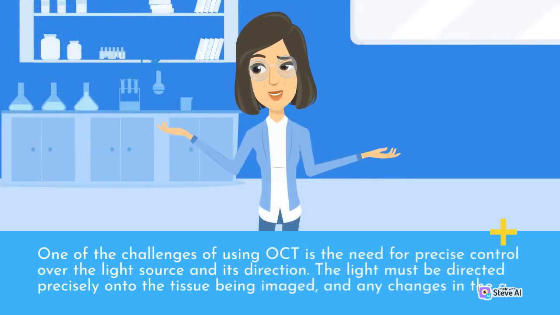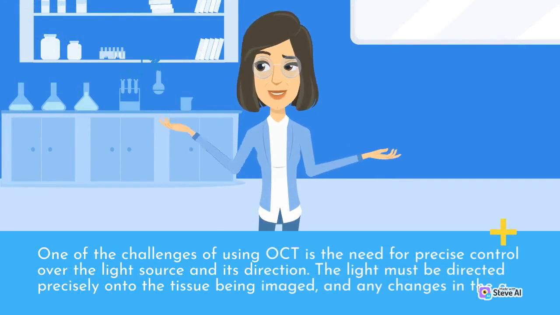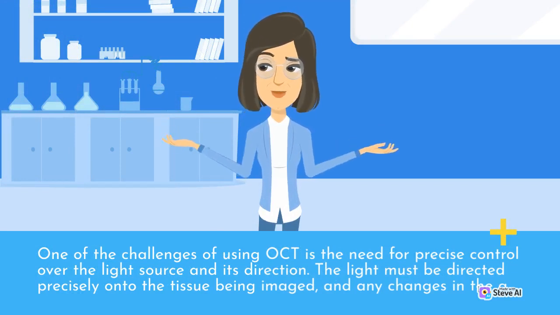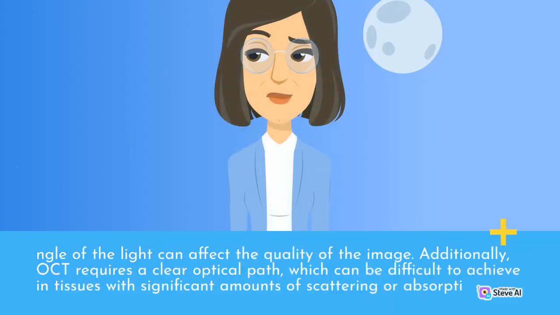One of the challenges of using OCT is the need for precise control over the light source and its direction. The light must be directed precisely onto the tissue being imaged, and any changes in the angle of the light can affect the quality of the image. Additionally, OCT requires a clear optical path, which can be difficult to achieve in tissues with significant amounts of scattering or absorption.